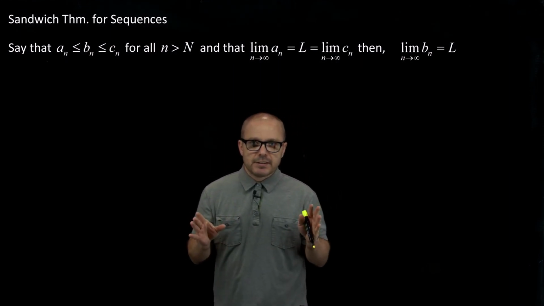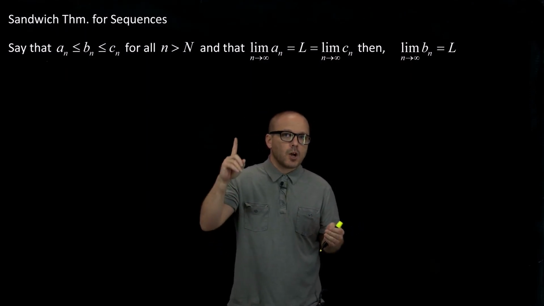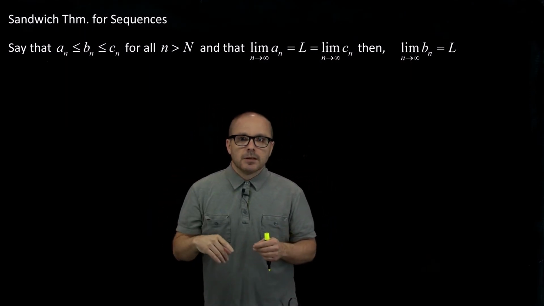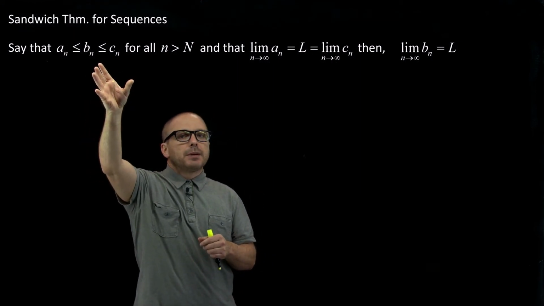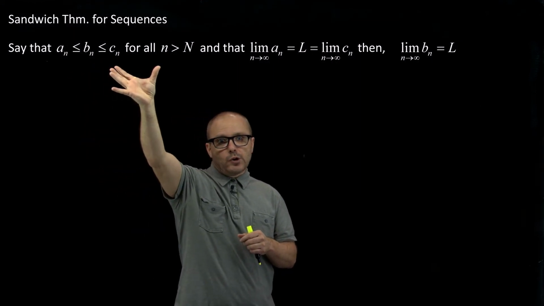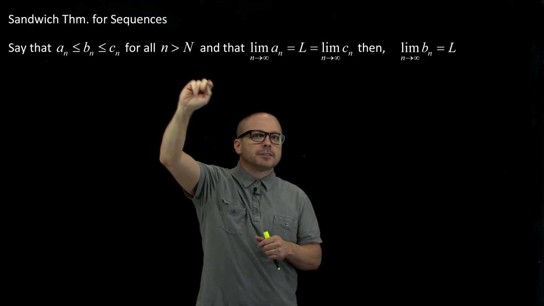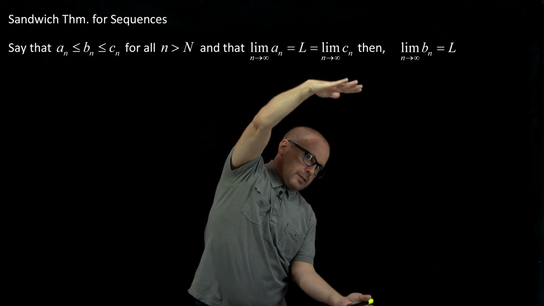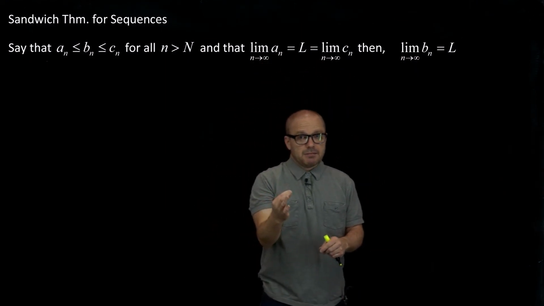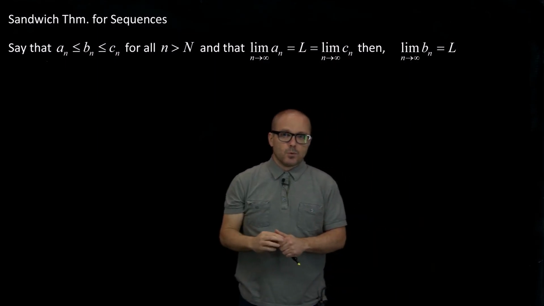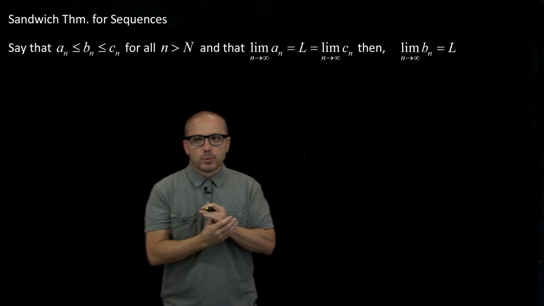Something we saw previously in Calc 1 with functions is also true for sequences, and that's what's called the sandwich theorem. Essentially you've got a sequence of b_n's that's sandwiched, or trapped, between these a_n's below and these c_n's above. And if the two things above and below squeeze down to one limit, then the thing trapped in between is forced to go there as well. Let's look at a couple of examples real quick.